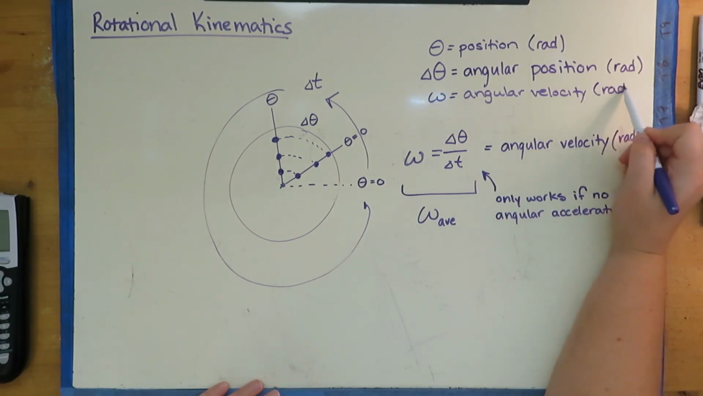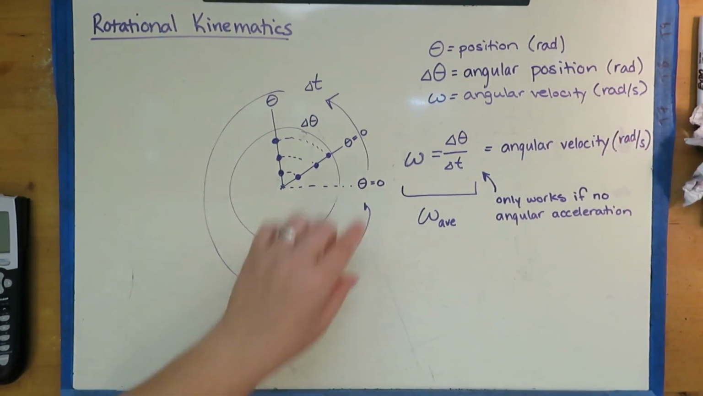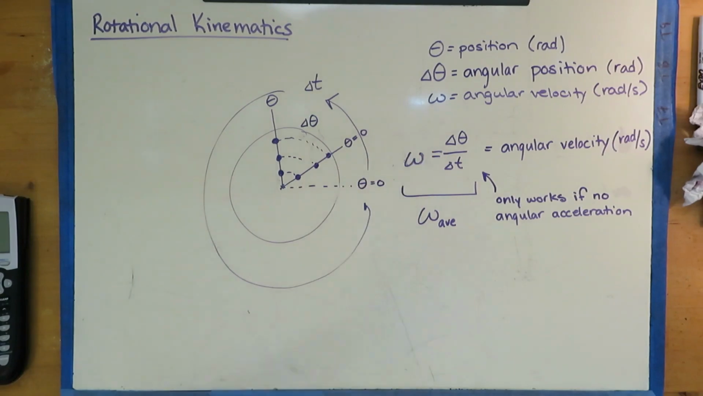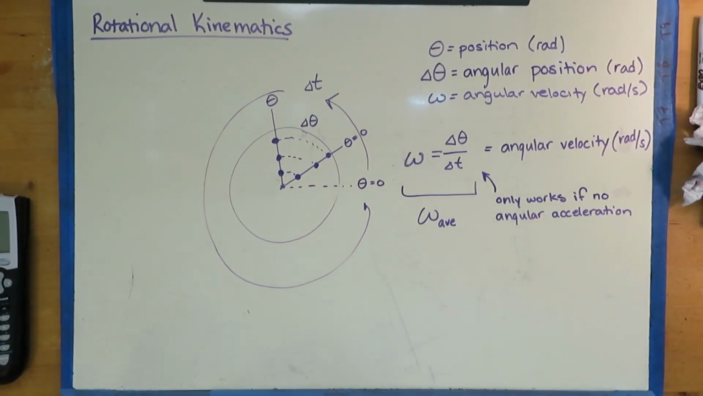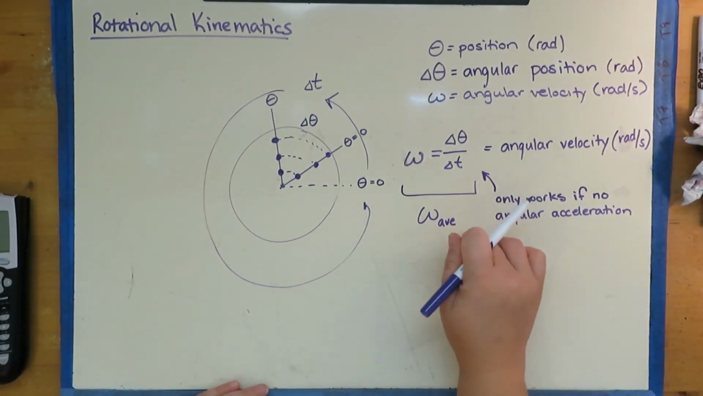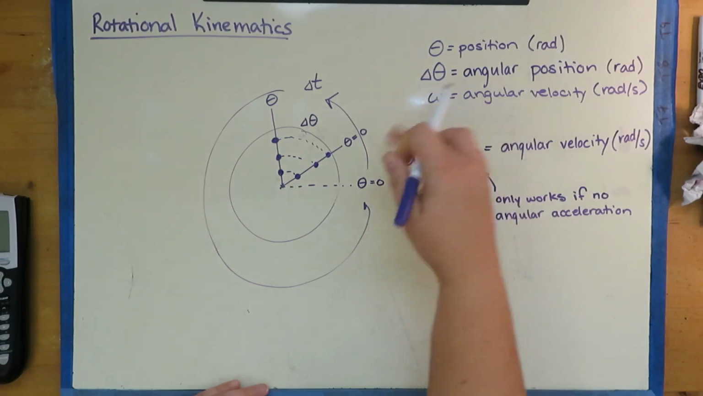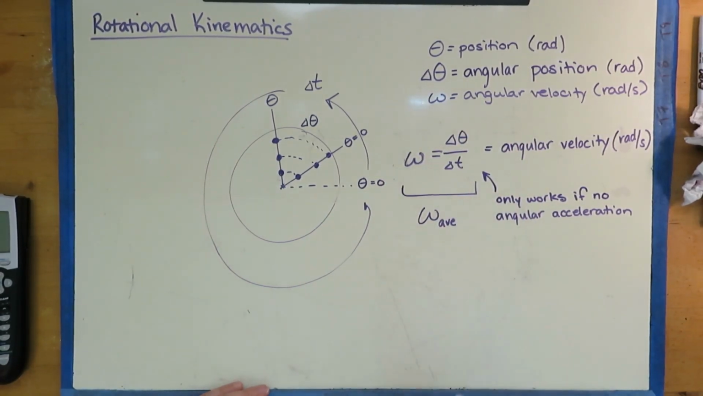In radians per second. And that average angular velocity can always be calculated as delta theta over delta t if you have no angular acceleration. So as long as you're moving at a constant speed, that works. Otherwise, it just gives you an average value, not an instantaneous value.